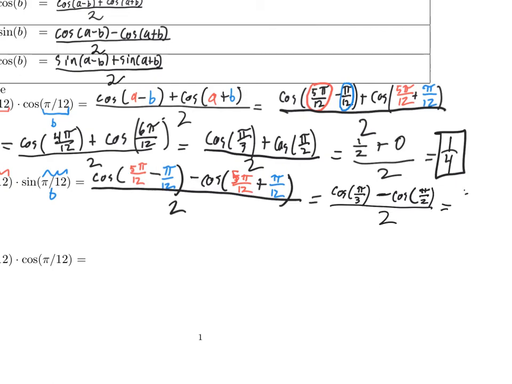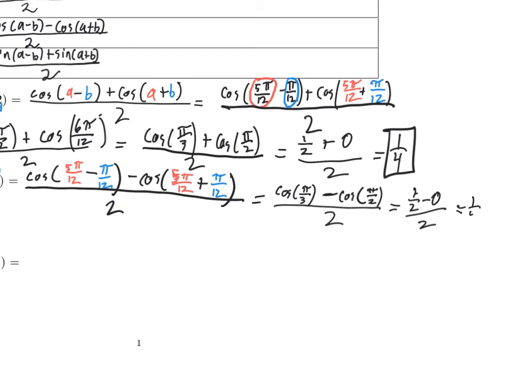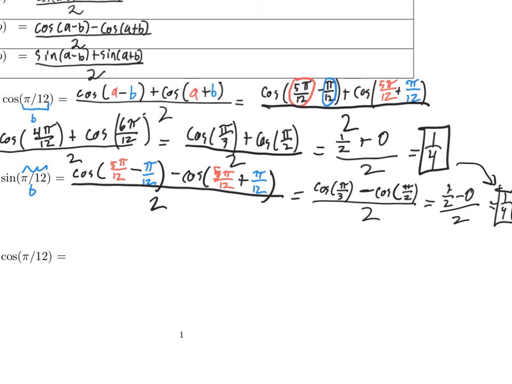Cosine of pi over 3, you'll remember, is 1/2. Minus cosine of pi over 2 is 0, all over 2. This totals up to 1/4, which is interesting. We got the same thing from both computations.